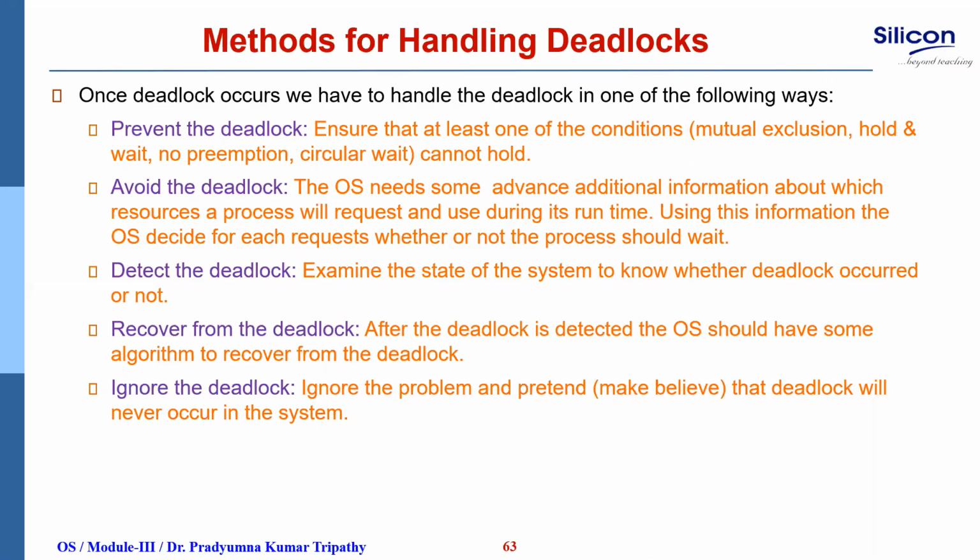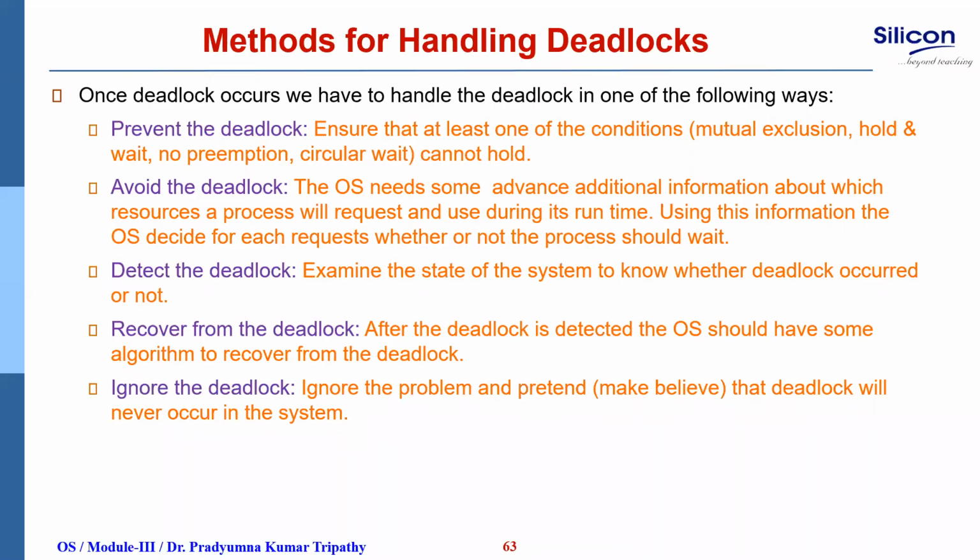Next one is avoid the deadlock. Prevention and avoidance are two different things. Avoidance says that we must check just before allocating the resource to the process. We will ensure that by allocating this resource, it will not lead to deadlock. If we are able to know that, then either we allocate the resource or we do not.